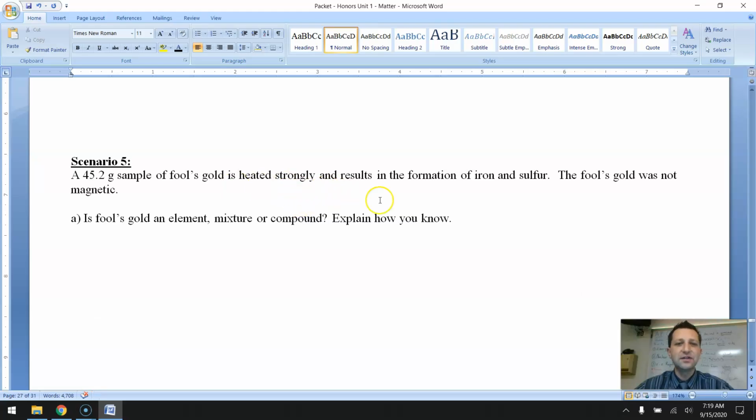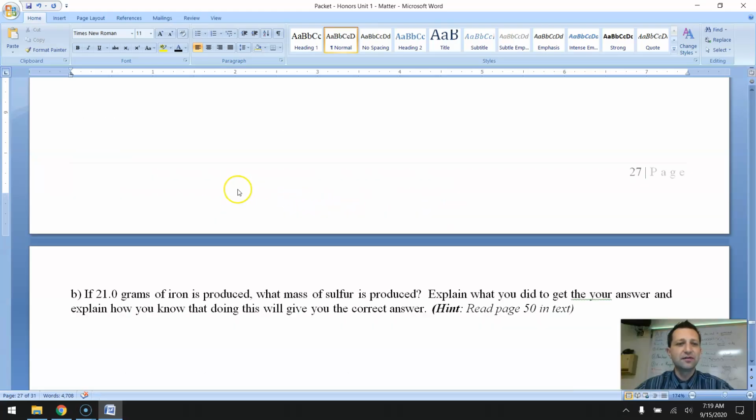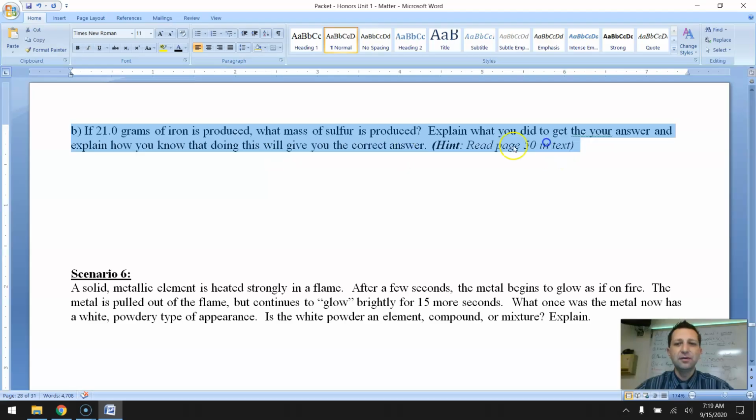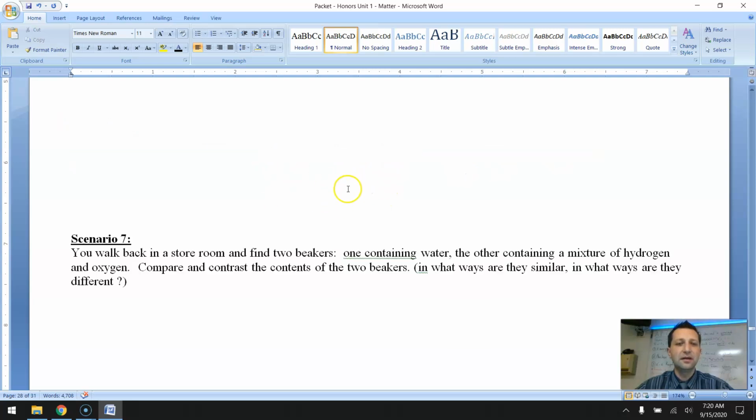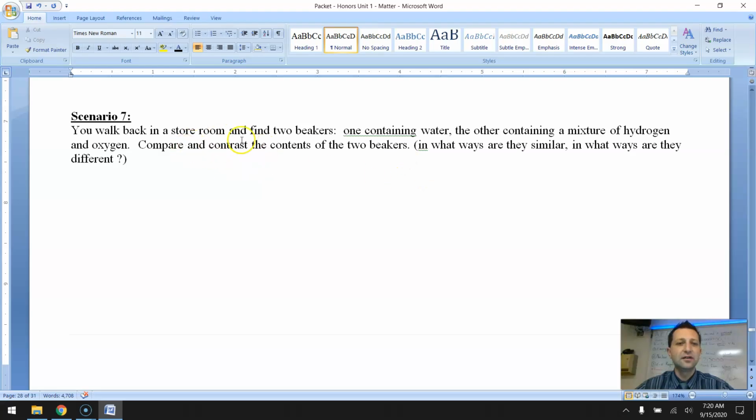Scenario 5 has 2 parts. It's usually pretty good for part A. For part B, use your book, page 50. We also did something exactly like this earlier in your packet for some homework. For number 6, you did this in the chemical physical changes lab. Think if you could recognize this scenario. You probably will be able to, and it'll help you identify what it is. And for number 7, a good way to do this is to do a Venn diagram. We should have done an example similar to this with iron and sulfur and iron sulfide in class.